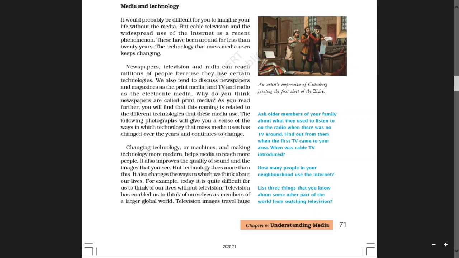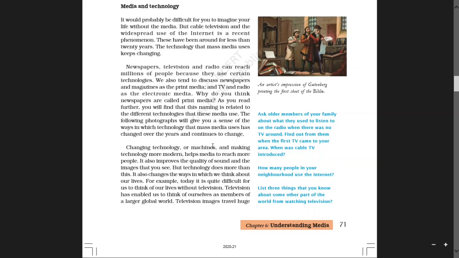The following photographs will give you a sense of the ways in which the technology that mass media uses has changed over the years and continues to change.